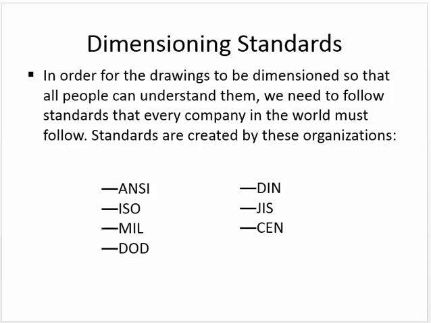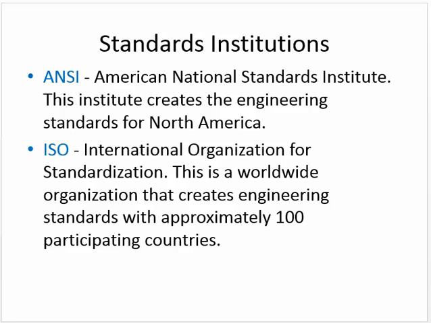ANSI is the most common one of these that we'll talk about the most. The American National Standards Institute, ANSI, creates the engineering standards for North America. ISO is the International Organization for Standardization. This is a worldwide organization that creates engineering standards with approximately 100 participating countries.